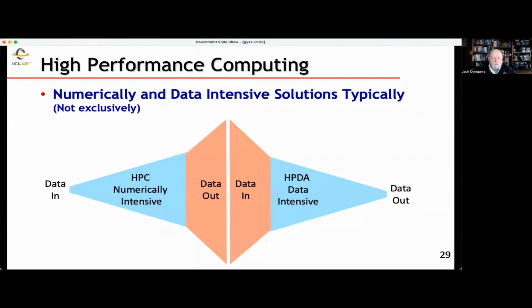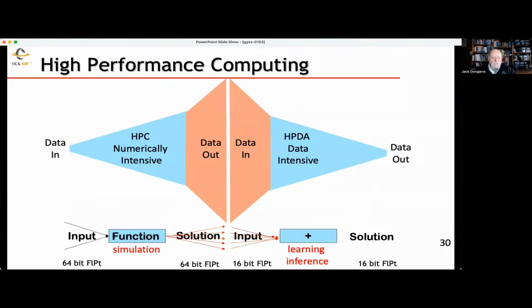And that's sort of in contrast with the high-performance data analytic solutions that we have. They have a large amount of data going in. That data going in is used basically to train the models, and then we have a small amount of data coming out, the answer that we're looking for from machine learning. So a large amount of data going into machine learning and a small amount of data coming out. Quite different than what we see for scientific computing.